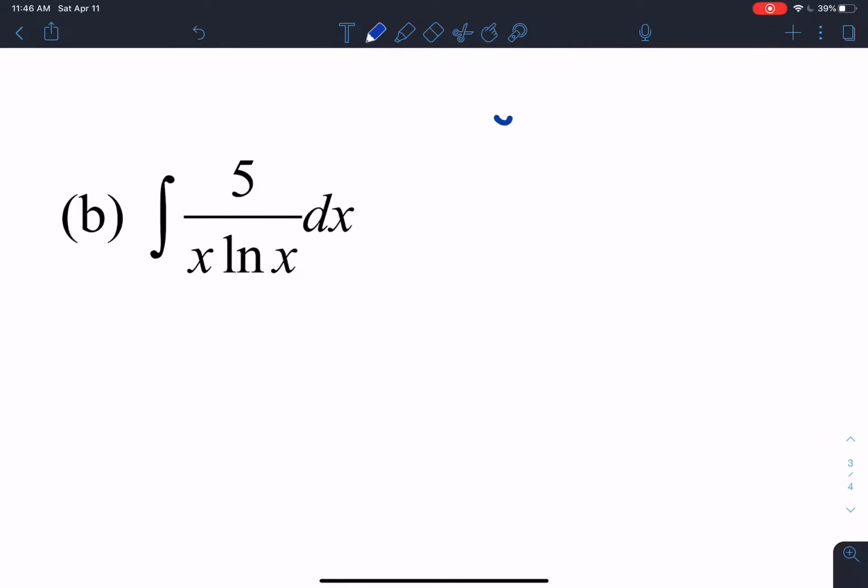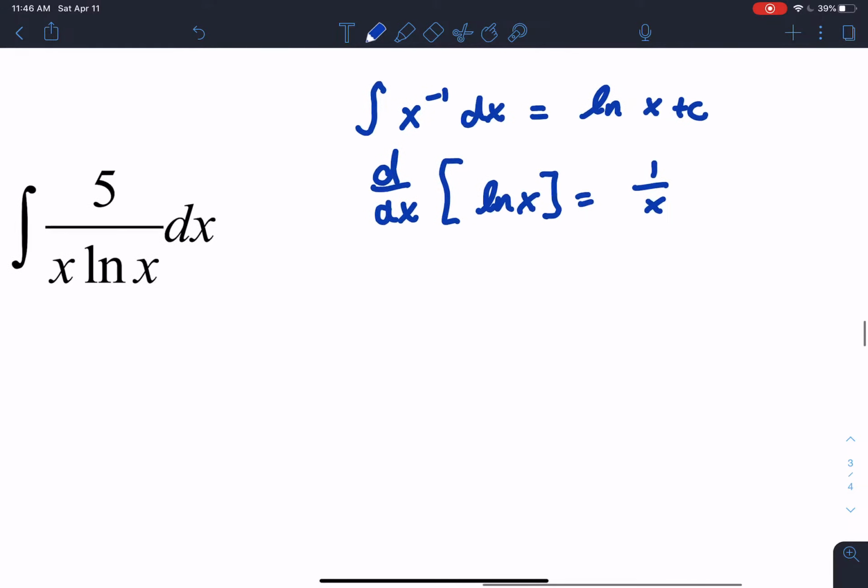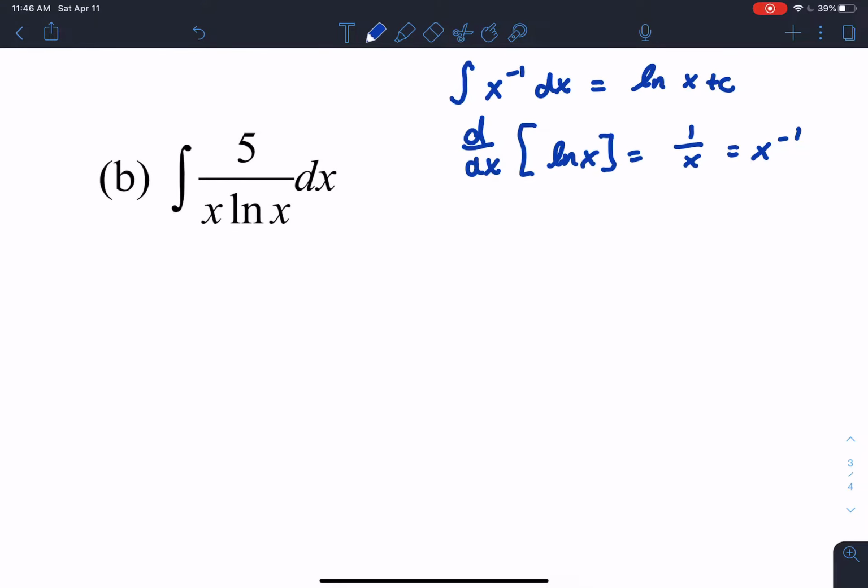All right, so the integral of something raised to the negative first power is ln of x, and then the derivative of ln of x becomes 1 over x, or x to the negative first. Just working backwards. So for this one, you got 5 over x times ln of x to the negative first dx.